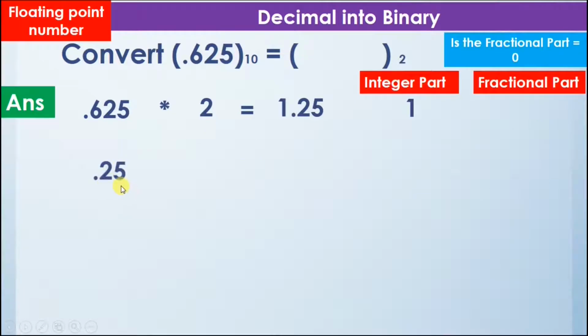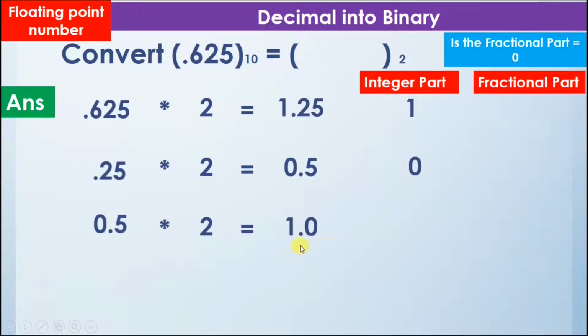So we will take this 0.25 and again multiply it by 2. And we get the answer 0.5. Now here the integer part is 0 and the fractional part is 0.5. Is the fractional part equal to 0? No, the fractional part is not equal to 0. So again we will take this 0.5 and multiply it by 2. After multiplying 0.5 by 2, we get the answer 1.0. So we write 1 here and we write 0 in the fractional part.